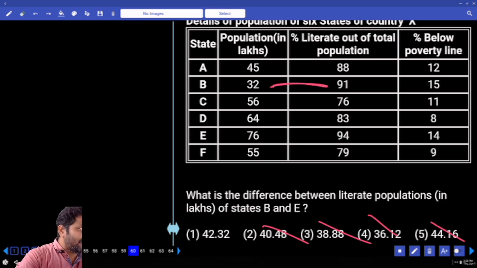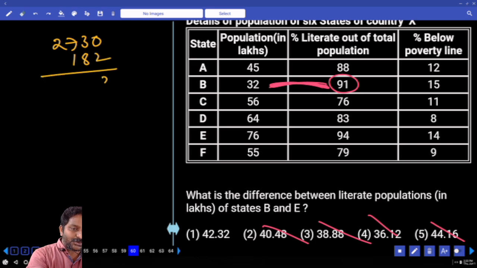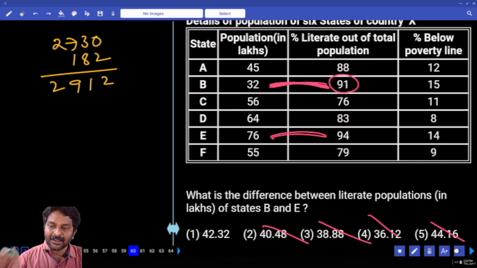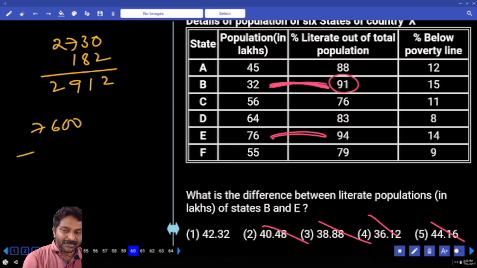Right, I told you already. If options are different numbers, you need not bother about decimals. Instead of calculating 91%, can we go with 91 multiplication? 32 times 91: 30 times plus 2 times. 3 times of 91 is 273, so 30 times is 2730. 2 times of 91 is 182. Okay. Next, 94 times of this number. I'll go with 100 times minus 6 times of this number.